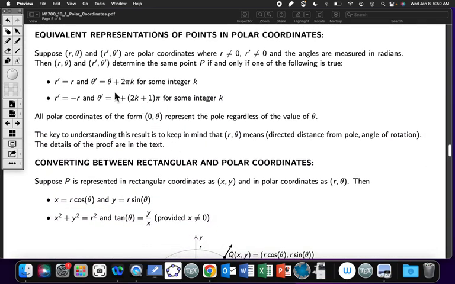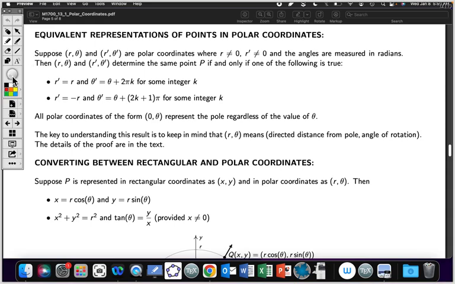So we kind of mentioned this as we were going through that example. But this is the theorem that tells you exactly what's going on. If you have 2 different representations for the same point, and assuming that the r's aren't 0, because once again, we mentioned that if you're at the pole itself, any theta will work, then you've got two cases. If the r's are the same, the thetas have to be coterminal angles. If the r's are opposite, the thetas are off by an odd multiple of pi. Okay, so hopefully that makes sense.